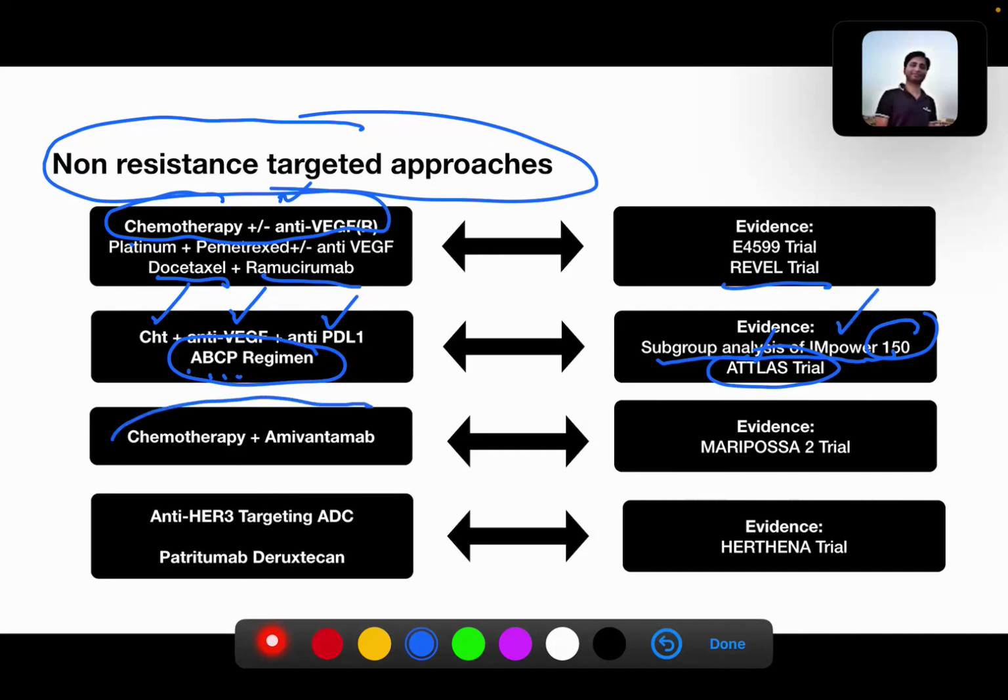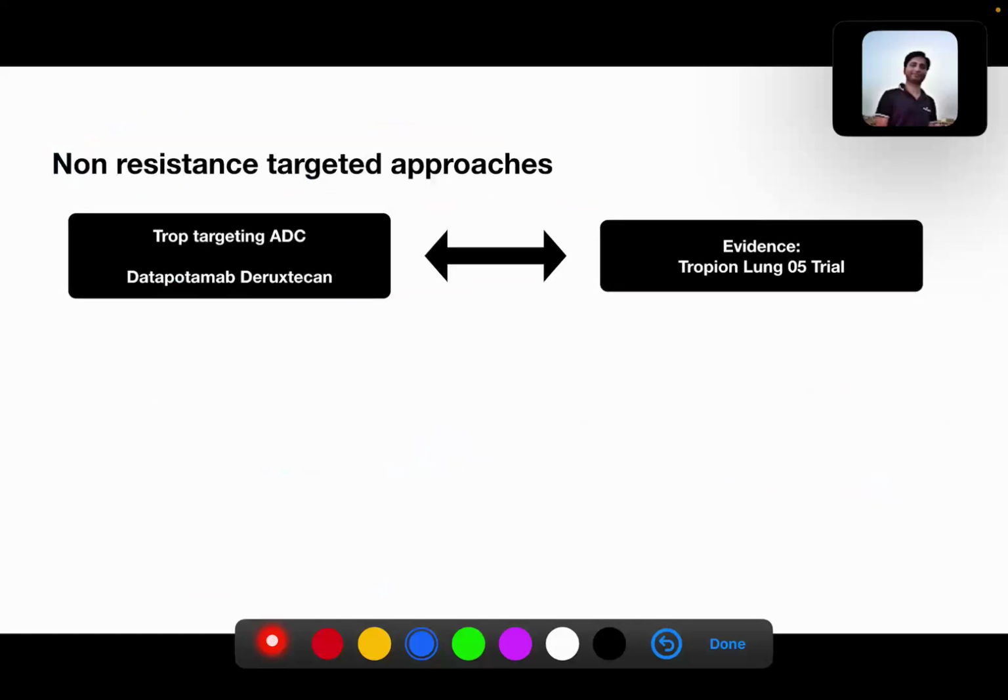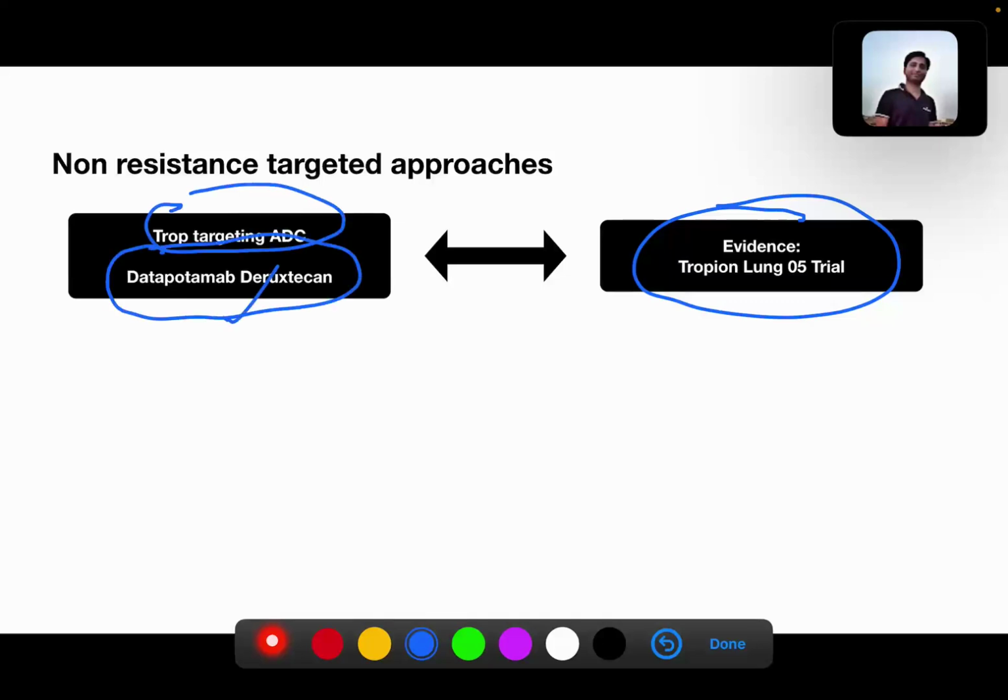Then chemotherapy plus amivantamab was approved post progression on osimertinib based on the MARIPOSA-2 trial, where it showed a PFS benefit over chemotherapy alone. And you have an anti-HER3 targeting ADC such as patritumab deruxtecan based on the HERTHENA trial. Recently, based on the TROPION-Lung05 trial, you have another ADC, a TROP2 targeting ADC, datopotamab deruxtecan, that has been approved.